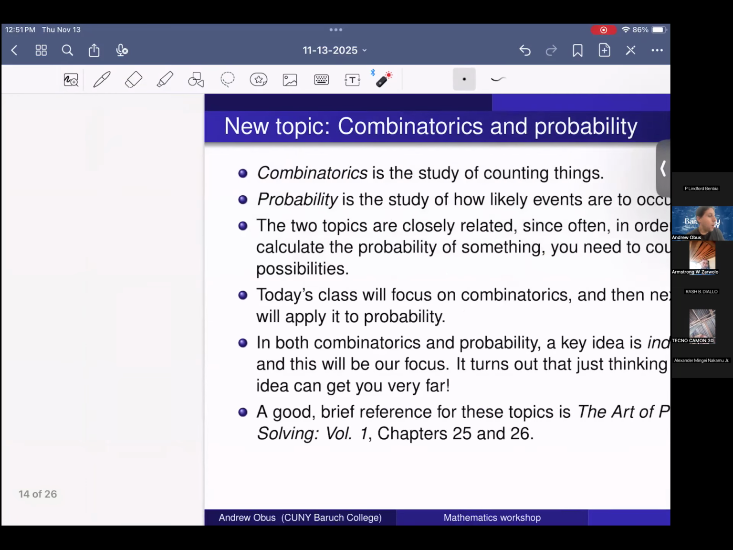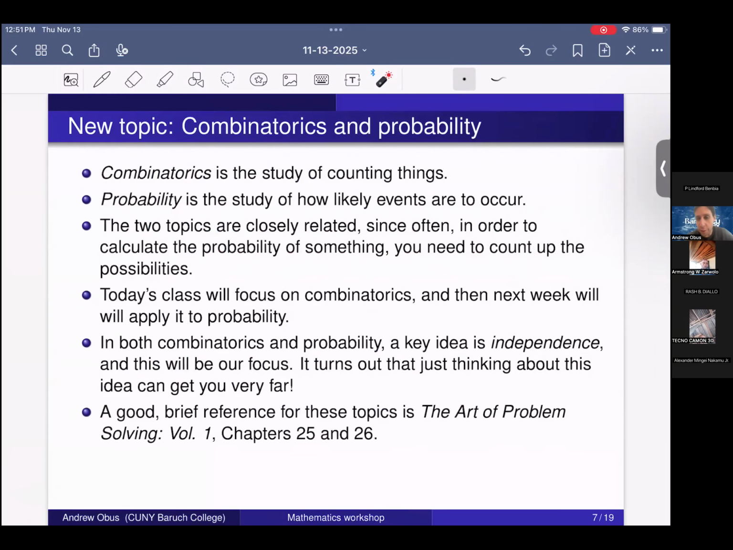Okay, so we're going to have a new topic, although we really only have 20 minutes, so we're not going to go too deep into the new topic today. So we'll spend more time on it next week.